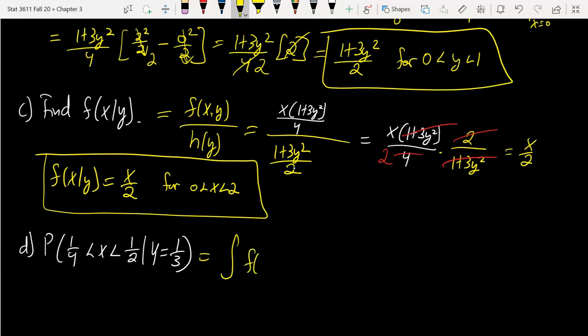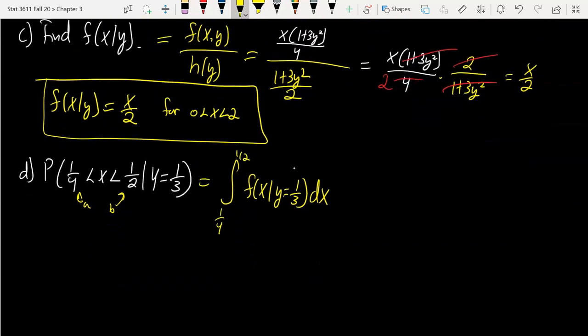Integrate your conditional f of x given y equals 1/3 dx, and you're going to take your x bounds from a to b, where this is your lower bound a and this is your upper bound b. So this goes from 1/4 to 1/2, right? So we're going to integrate from 1/4 to 1/2. And what is f of x given y? This is just x over 2 dx.